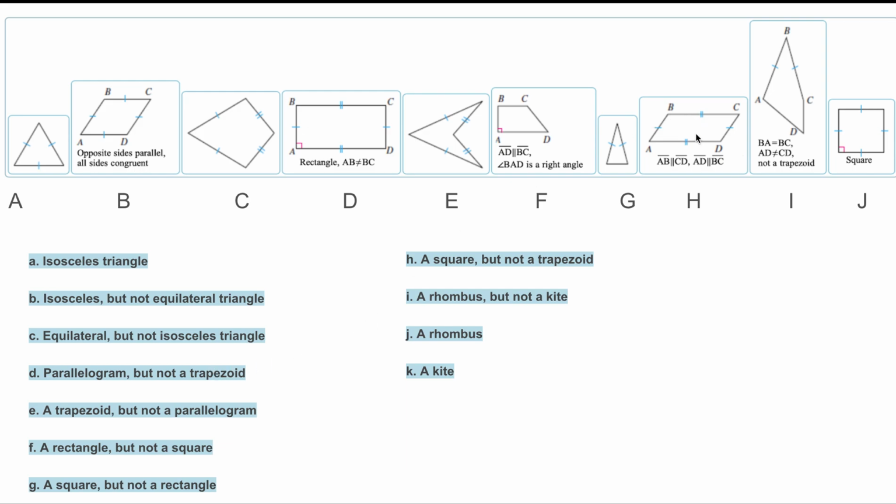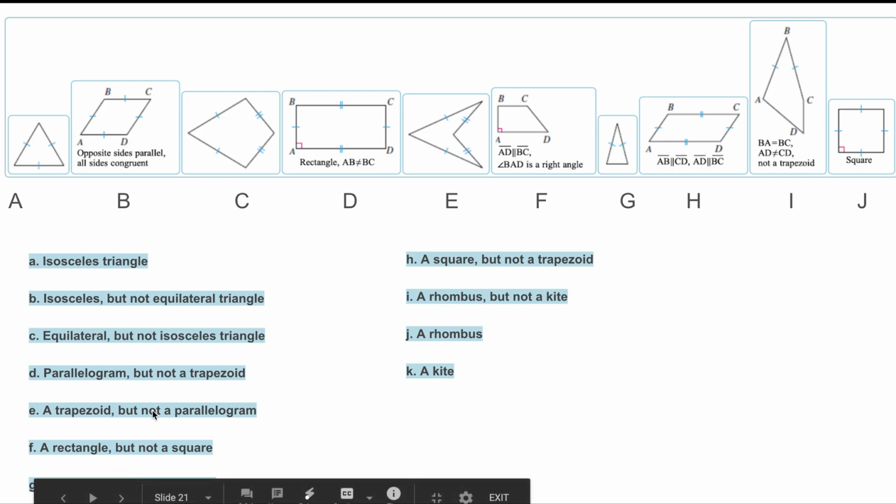Anything else? How about this one? We see that these two are parallel and these two are parallel. That's what the parallel notation says here. And this one, nothing is parallel. How about the square? It is a parallelogram because these two are parallel and these two are parallel. So only F for E.